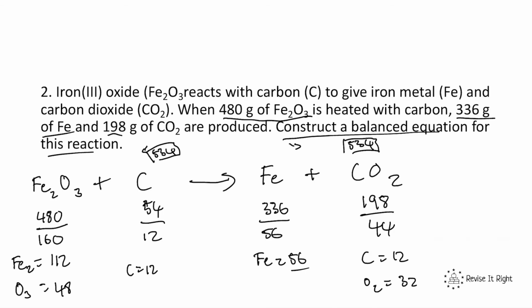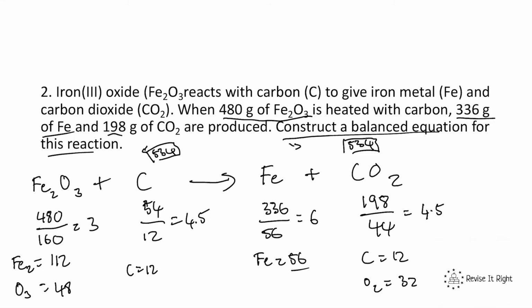Now we need to work out our moles for each of them, so we do mass over MR. So 480 divided by 160 to work out the moles of iron oxide. If we put that in a calculator, 480 divided by 160, we get 3. 54 divided by 12, now 54 divided by 12 is 4.5. 336 divided by 56, pop that into a calculator and you get 6. And finally 198 divided by 44, we put that in a calculator, we get 4.5.